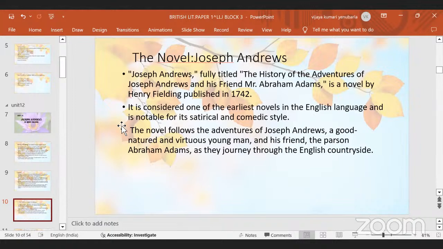It is considered one of the earliest novels in the English language and is notable for its satirical and comedic style. So it is a satire on the society, how people are behaving. Particularly in this novel, Joseph Andrews is the protagonist and another lady character is the antagonist, that means the anti-hero, villain. The novel follows the adventures of Joseph Andrews, a good-natured and virtuous young man, and his friend, the parson Abraham Adams, as they journey through the English countryside.